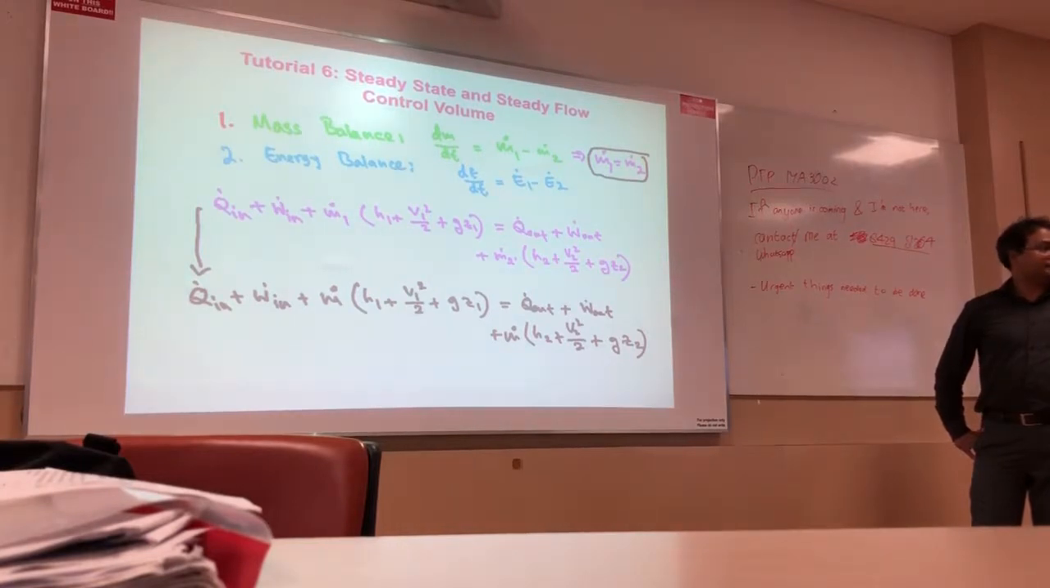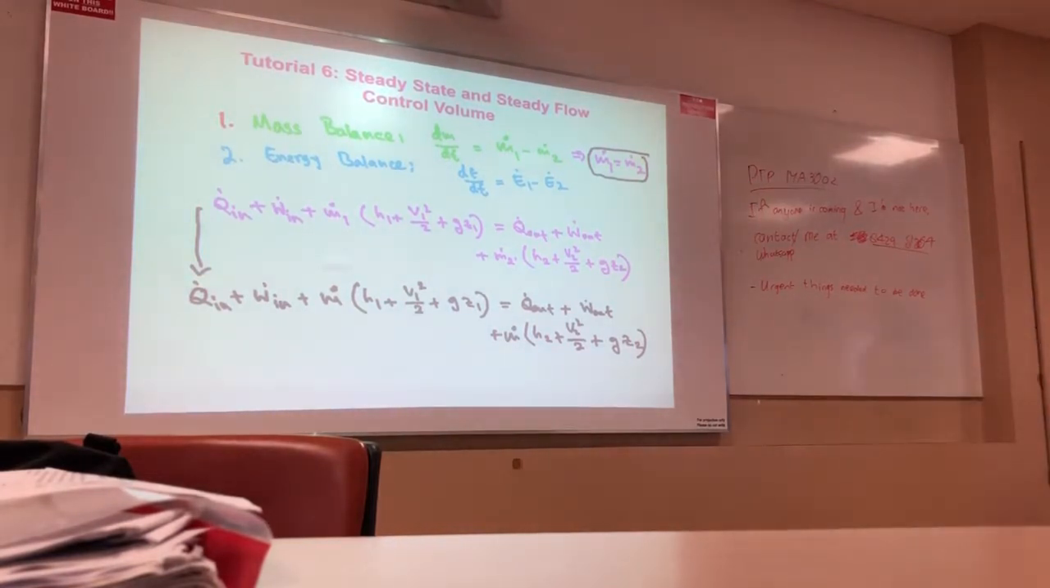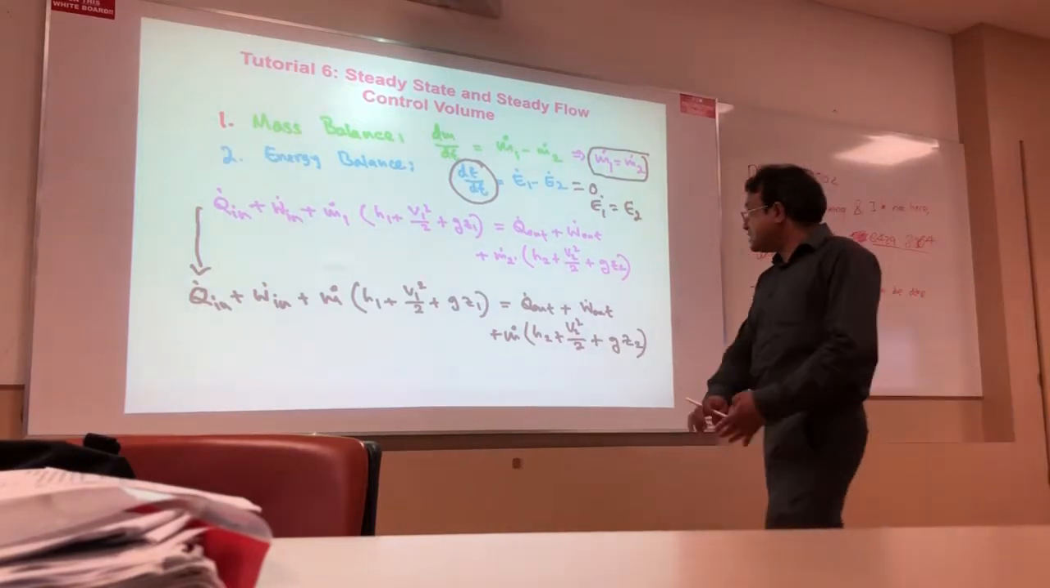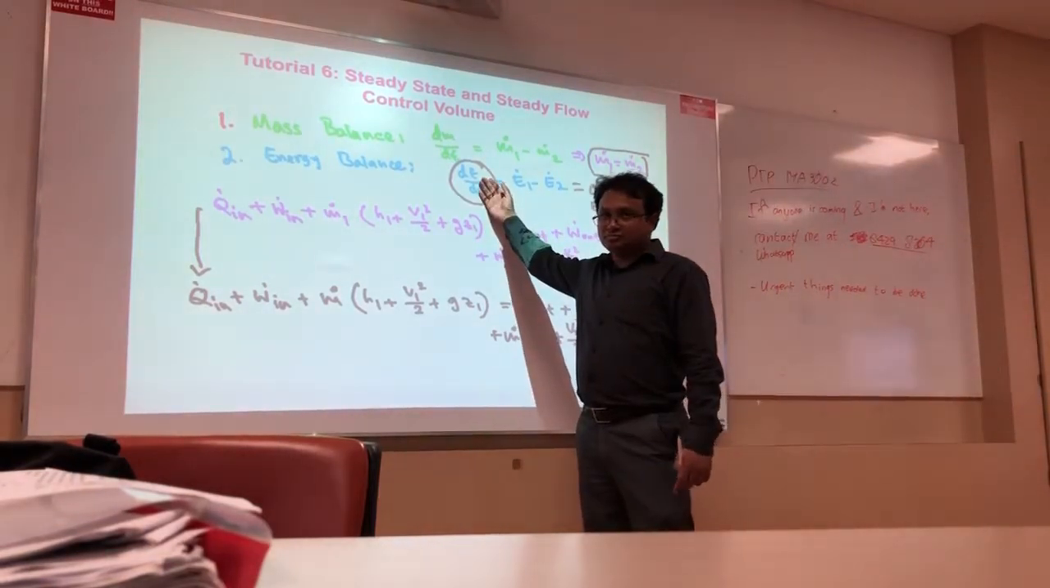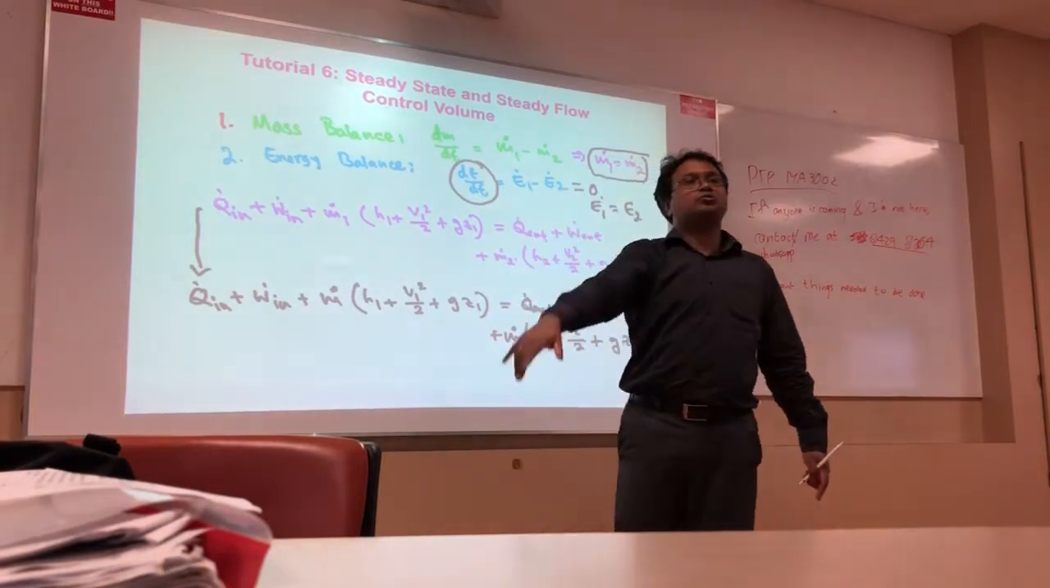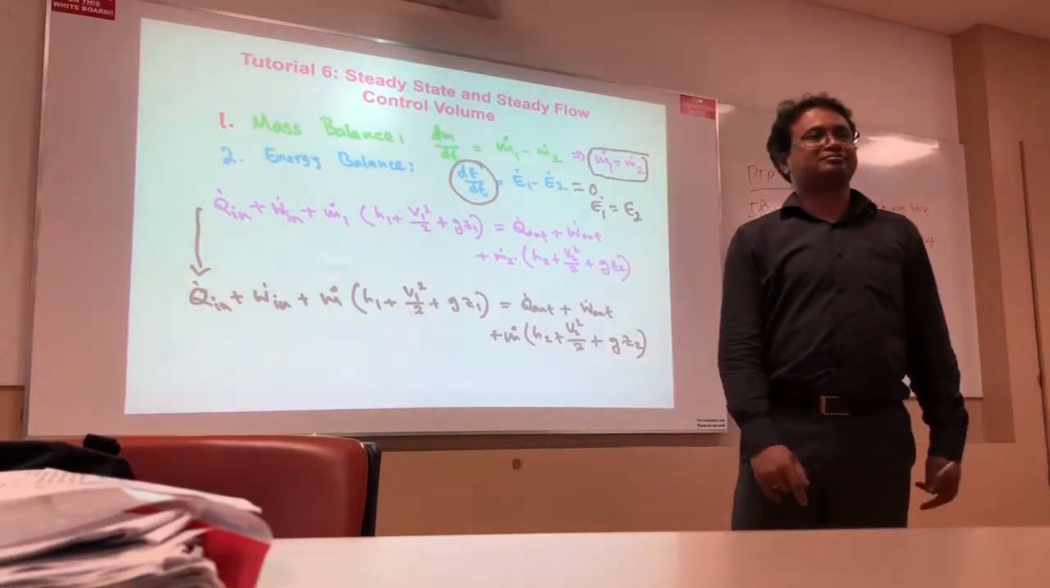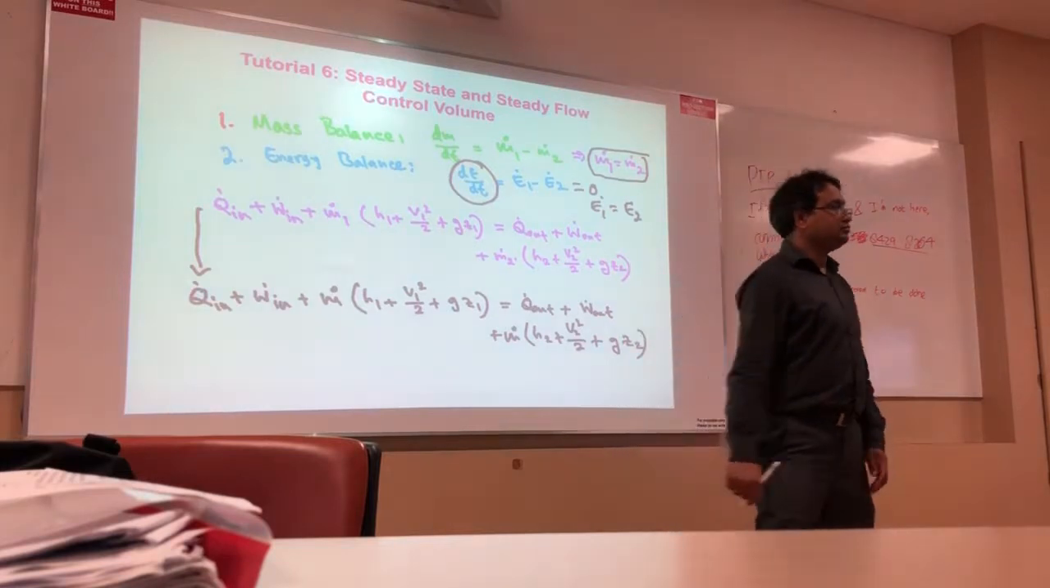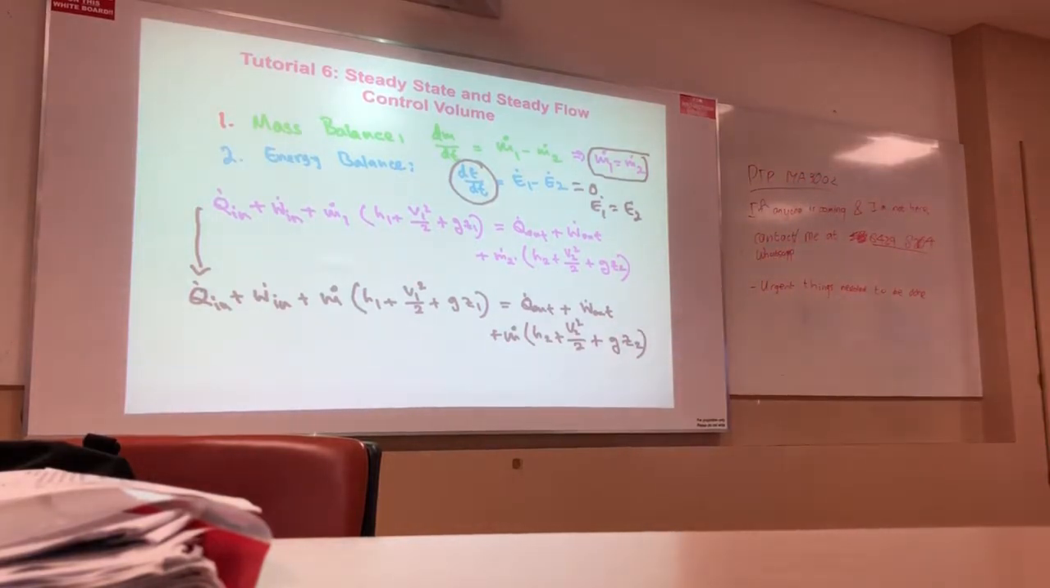Same, E2 minus E1 is equivalent to 0 under steady state. Steady flow means the rate of change of energy is 0. Then I can write E dot 1, E dot 2. Okay, this is the concept. Steady state. For transient, okay, not undergrad course. It's complicated.